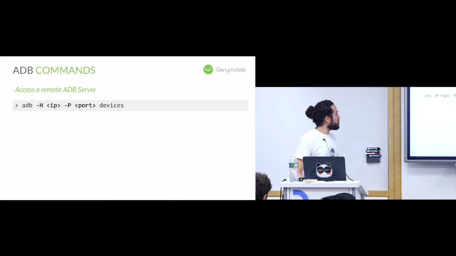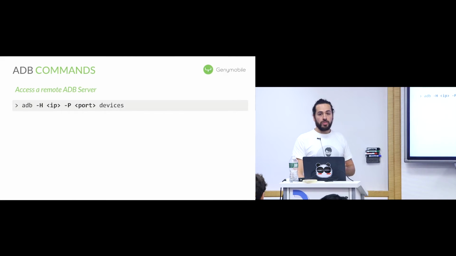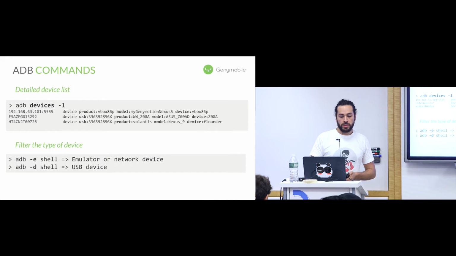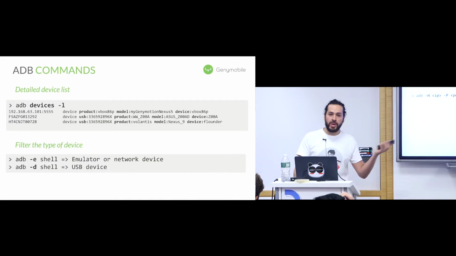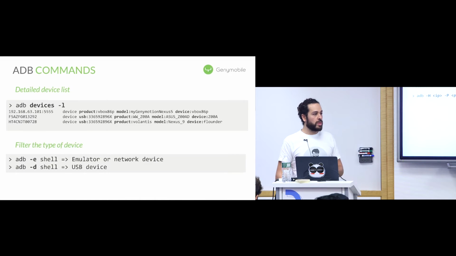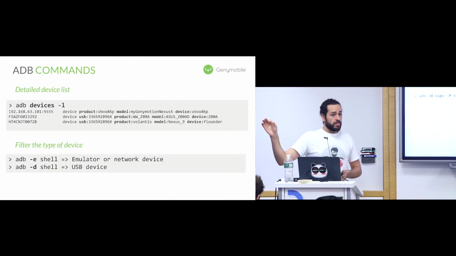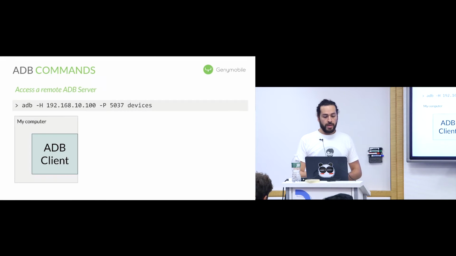Another use case that can be useful for you are the options -H and -P. What are they aimed to do? You have a question? The previous one, can I filter on other commands than shell? Yeah, that's any command you have, actually. And you will see how it's made from inside later. So -H and -P allow you to target any adb server. So you have your own running on localhost, but you can reach another one. Let's see how it can be used.